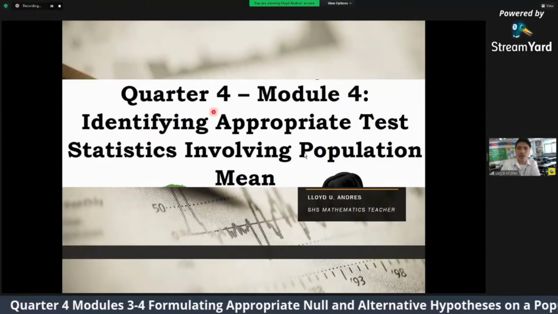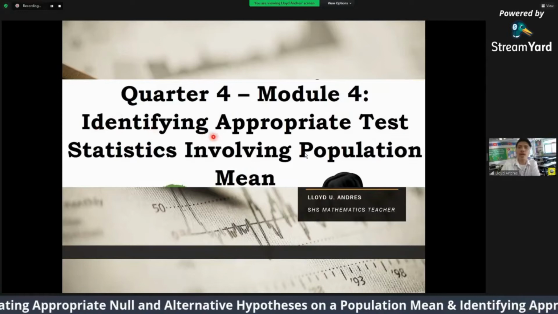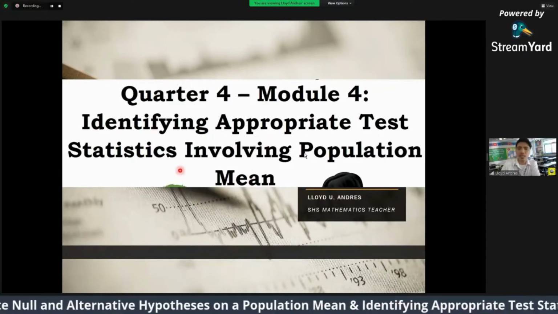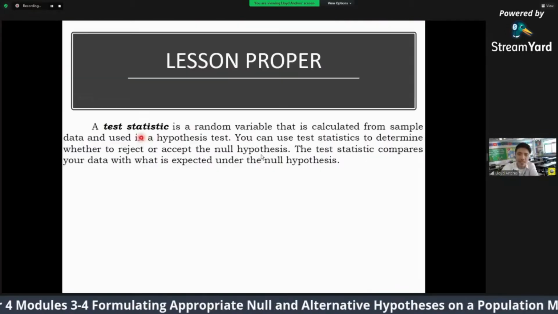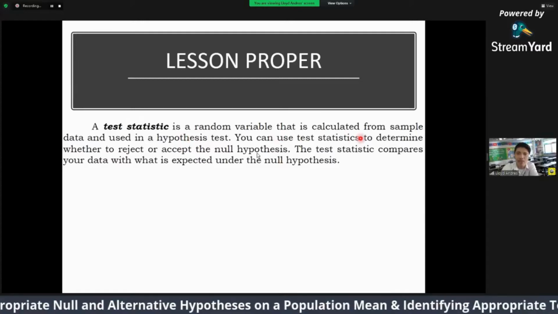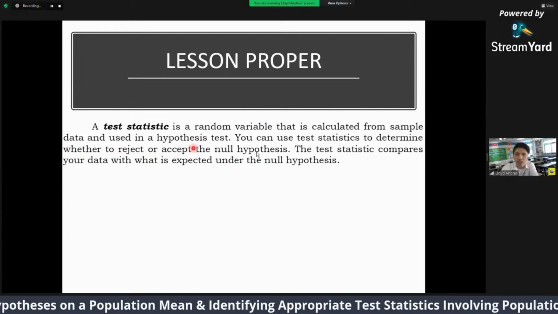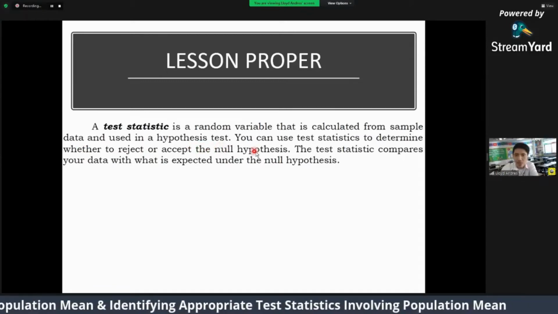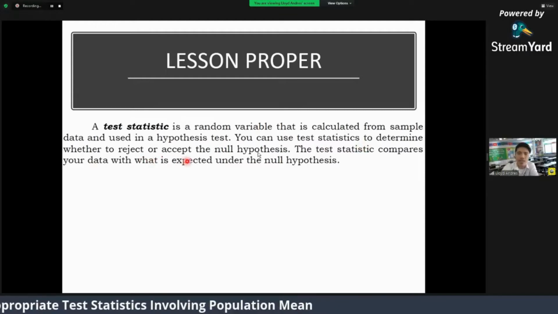Quarter 4, Module 4. It talks about identifying appropriate test statistics involving population mean. A test statistic is a random variable that is calculated from sample data and used in a hypothesis test. You can use test statistics to determine whether to reject or accept the null hypothesis.